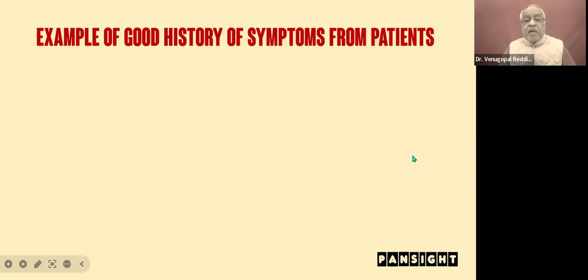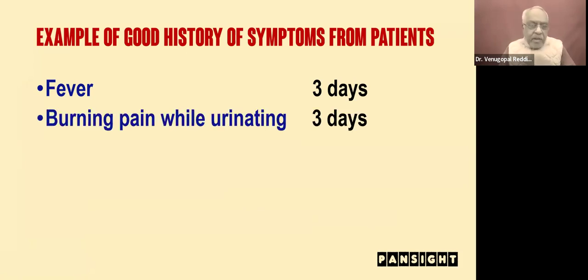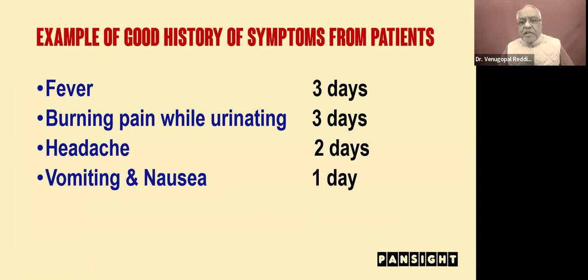Example of a good history of symptoms from a patient. I'm giving you one example. You're having fever for 3 days. Write down or tell the doctor, I'm having fever for 3 days, and I'm having some burning pain when I pass urine. That's also 3 days. And I'm having headache, 2 days. Vomiting and nausea, 1 day.